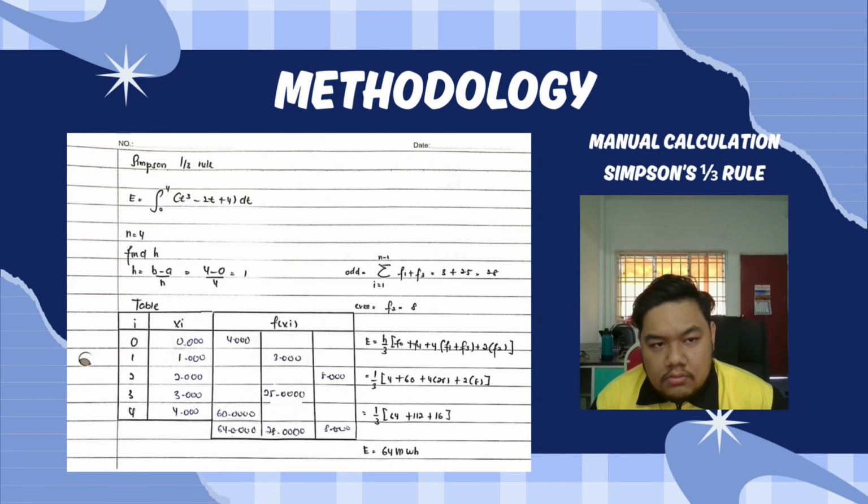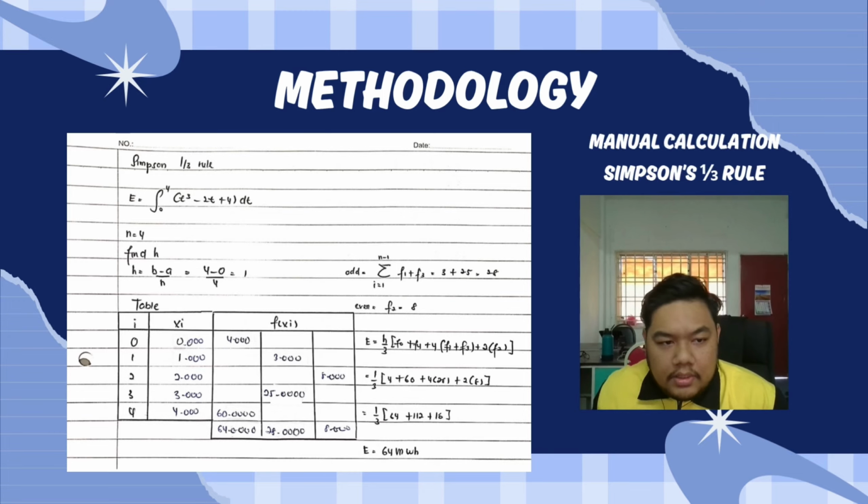Next is Simpson's 1/3 rule. For this method, the same interval and function values are used, so h equals 1. The tabulated values are f0 equal to 4, f1 equal to 3, f2 equal to 8, f3 equal to 25, and f4 equal to 60. So we need to separate the odd and even terms. For the odd terms, f1 plus f3 equals 3 plus 25, equal to 28. And then the even term is f2, which is 8.